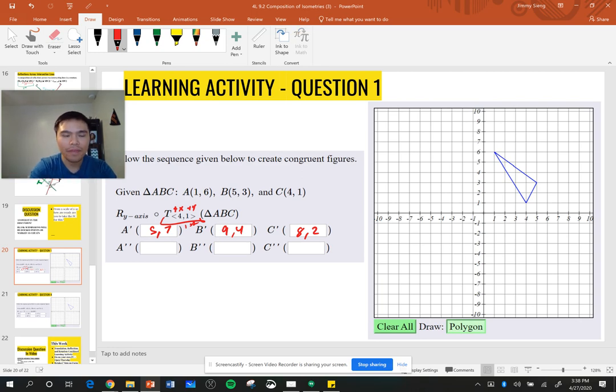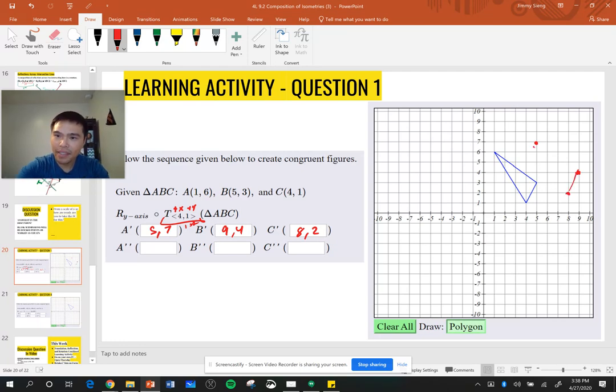And then I could reflect that on this graph over here. But keep in mind, the learning activity does not want you to do that. It wants you to get the final piece, but I'll just do it for this case, just so we can get it more clear. So I got (5, 7), (9, 4), then (8, 2).